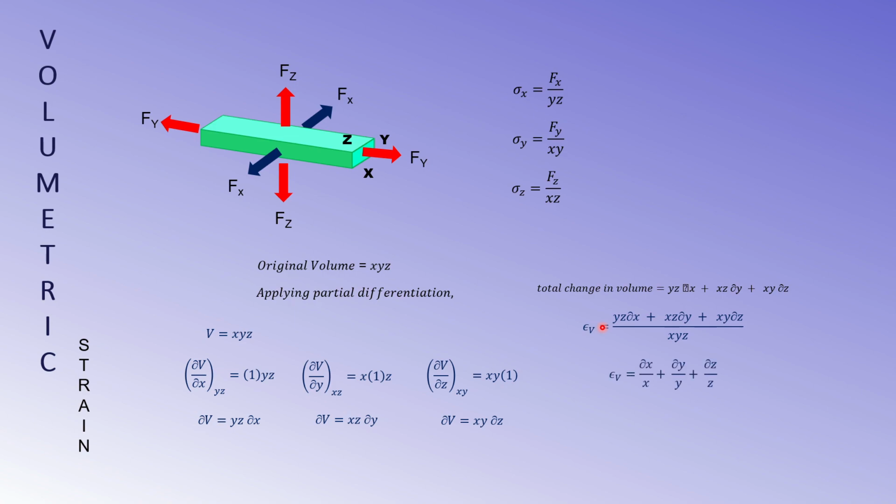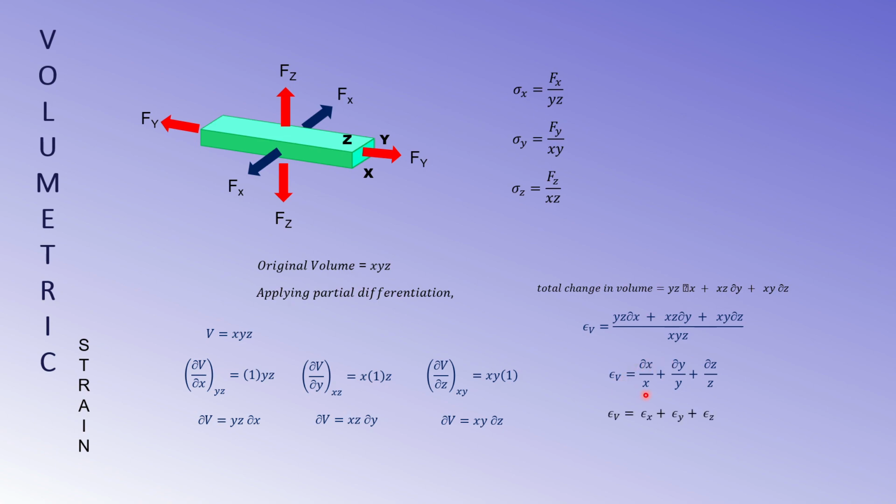When you look at this yz, you cancel it off with your yz here. When you refer to this xz, you cancel off with your x and z here. If you have x and y here, you cancel off with your x and y here. So you come to this equation, where your volumetric strain equals delta x over x plus delta y over y, plus delta z over z.